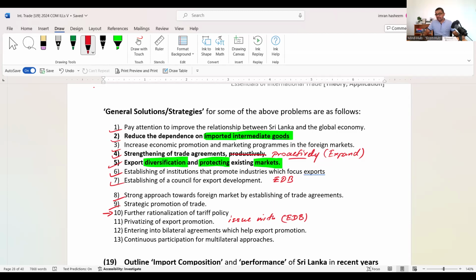Number 13, continuous participation for a multilateral approach, right? So multilateral, deal with many countries. Your international trade also diversifies, you know, balance everything.